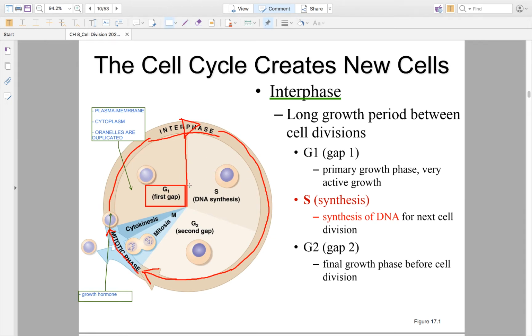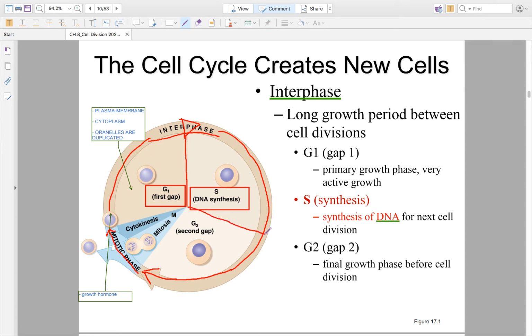S stands for DNA synthesis. So in G1 everything is duplicated and copied, but now in the S phase, the only thing that's copied is DNA. Once DNA is copied, all the DNA will be duplicated.